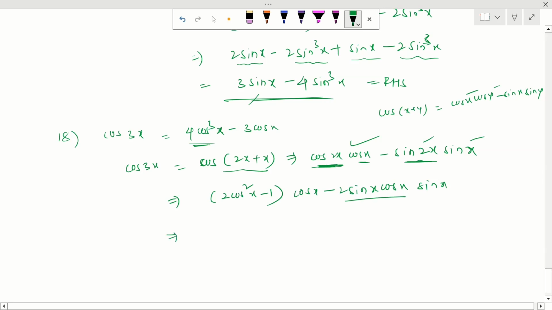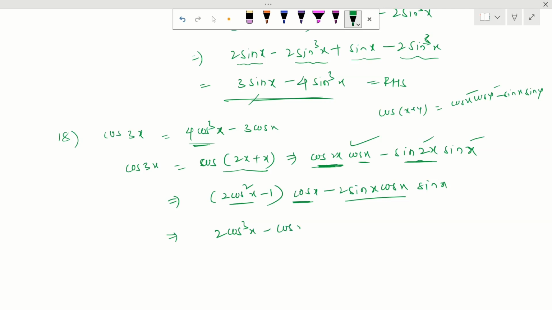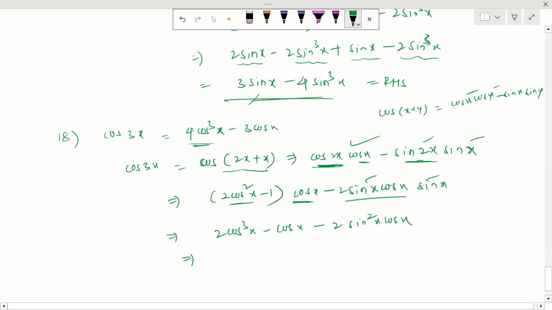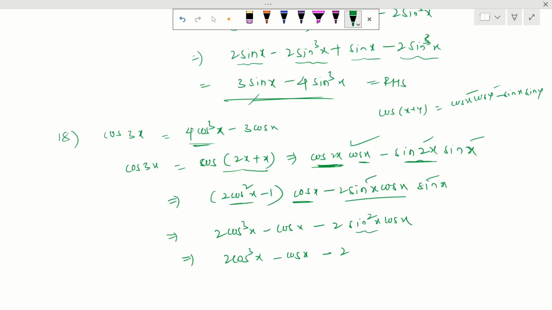Now I will multiply this equation. If I multiply this, it becomes 2 cos cube x minus cos x, and then minus 2 sin square x cos x will come. Now what I will do with this 2 cos cube x minus cos x and minus 2 sin square x cos x, how can we write it?